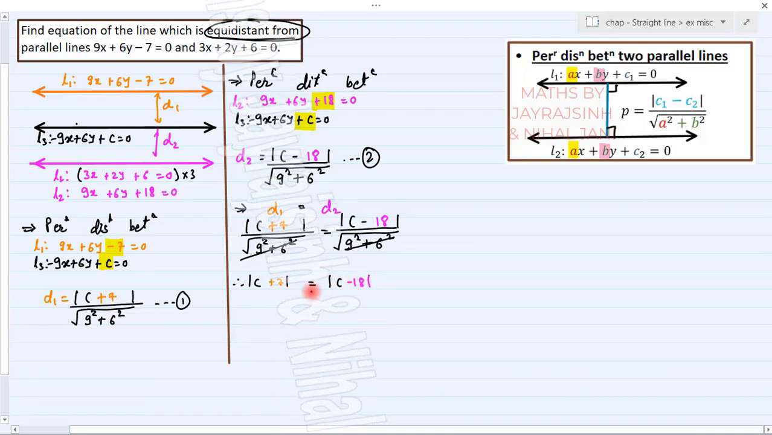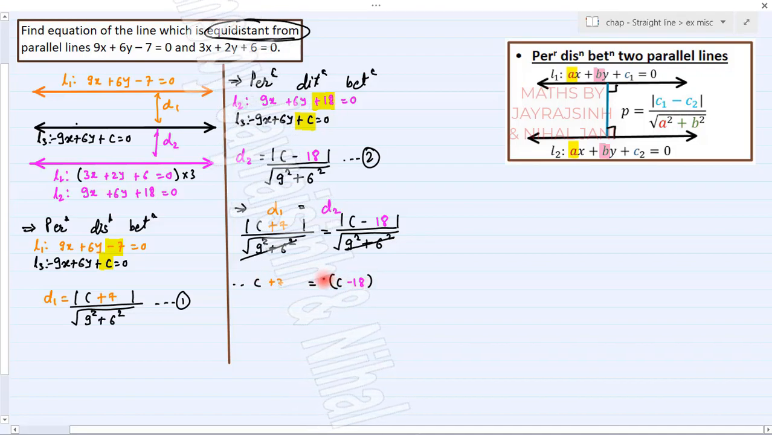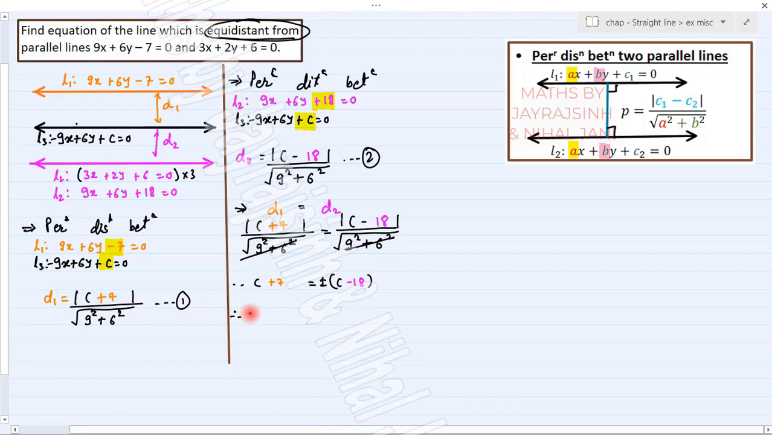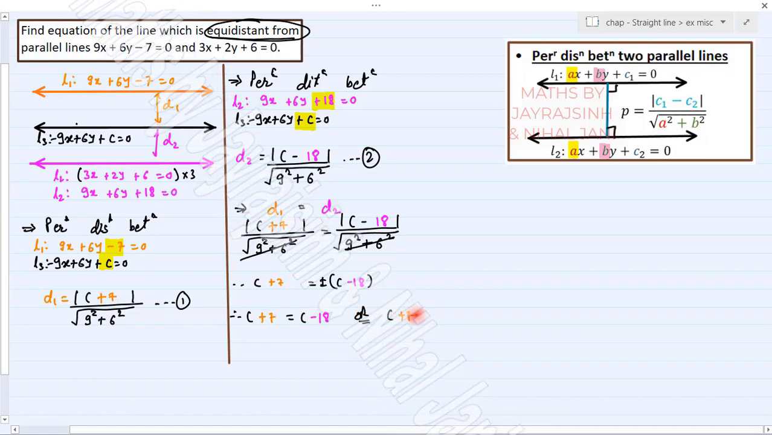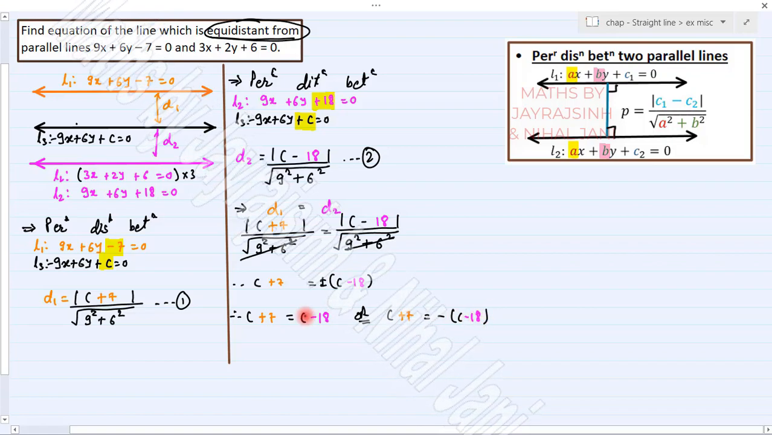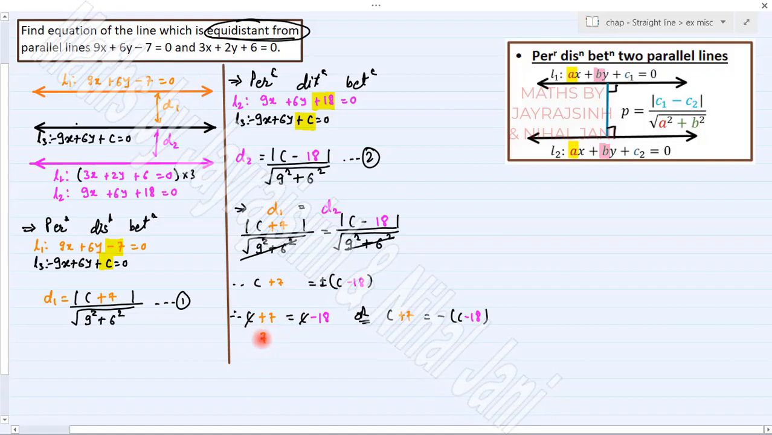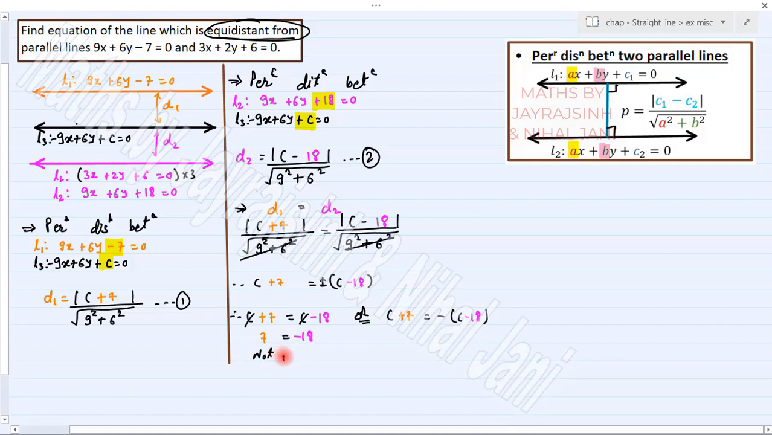Now, we know that when we remove the mod, we have to place plus or minus. So here we get two different cases. First one, c plus 7 is equal to c minus 18, or c plus 7 is equal to minus of c minus 18. So in first case, your c will be cancelled out and you will get 7 is equal to minus 18, which is not possible.